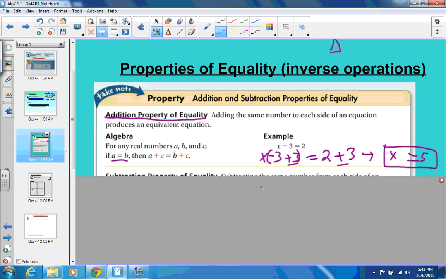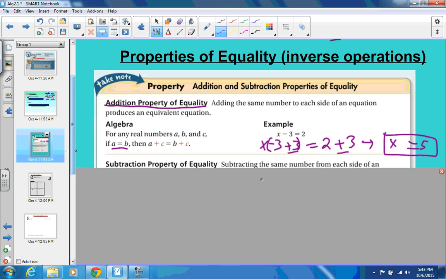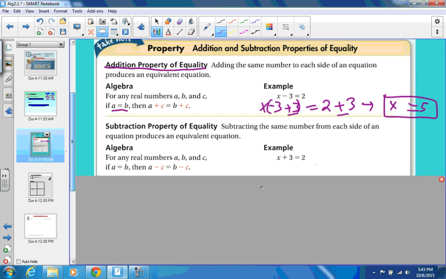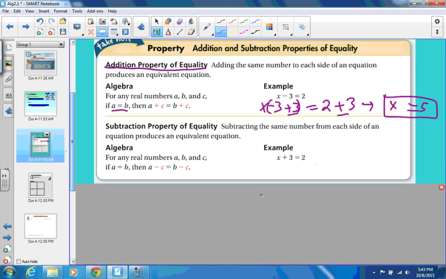All right, subtraction is the next one. Subtraction property of equality would again be the inverse of addition. This property says that subtracting the same number from each side of the equation produces an equivalent equation, so it would still be equal on both sides. Basically, with a equals b, you can subtract c from both sides, and that'll keep it in balance.